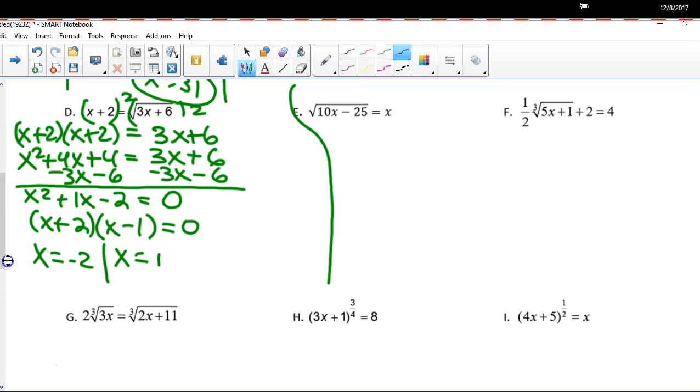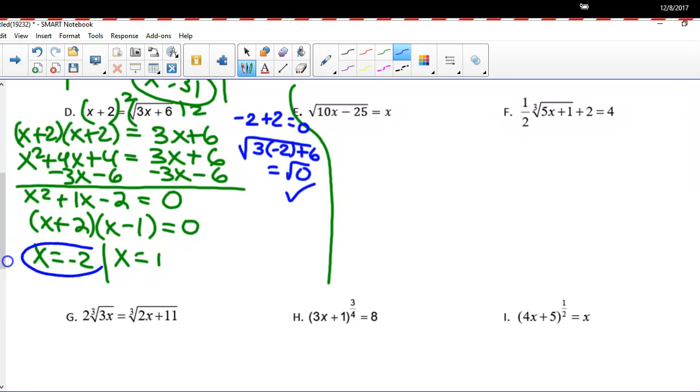We're going to change colors just because this is getting kind of crammed in. So you put it back in the original problem. So when you use -2, -2 plus 2 is 0. When you substitute it into the other side, square root of 3 times -2 plus 6, that is square root of 0. So both sides work.